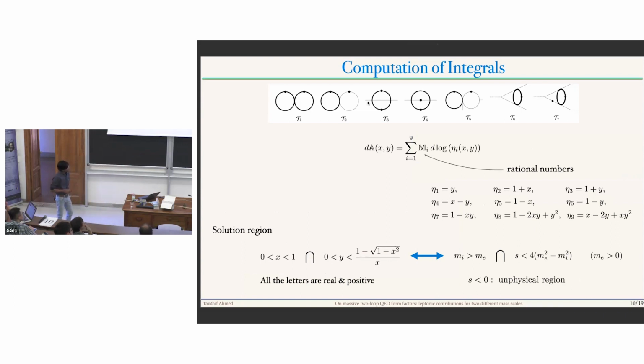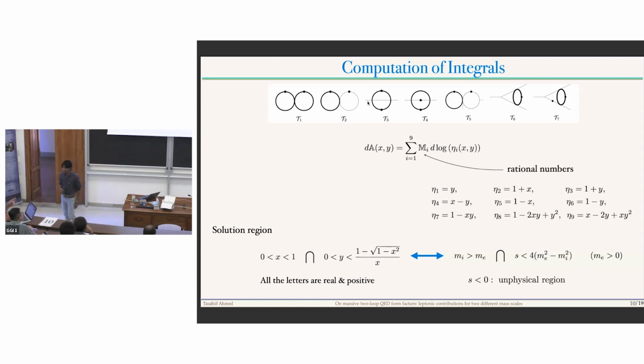This matrix dA can be written in terms of D-log form, where there are 9 eta that we have actually encountered, so these 9 structures actually appear, and this M is just a matrix of rational numbers. So we have actually solved this problem in the unphysical region where S is negative. That means all the eta 1 to eta 9 are real and positive in this particular region.